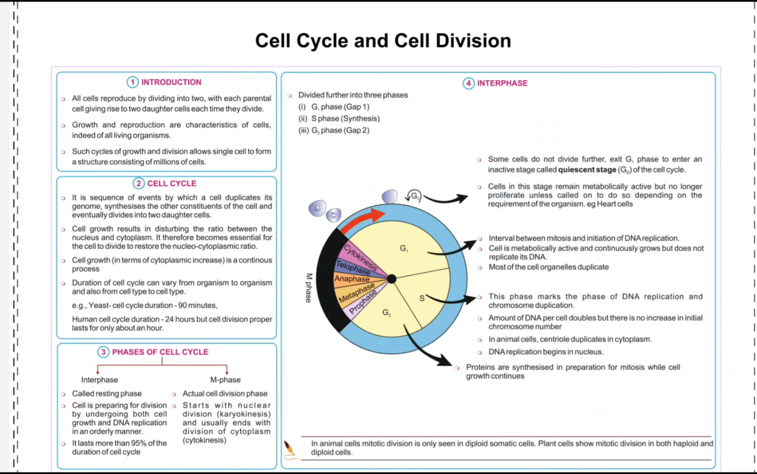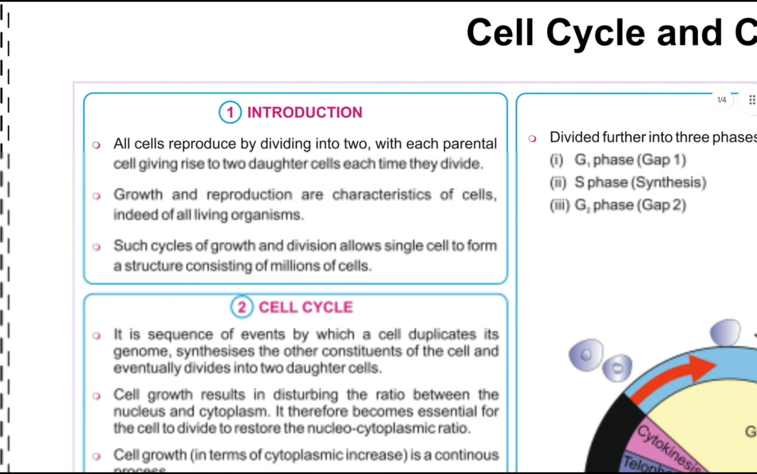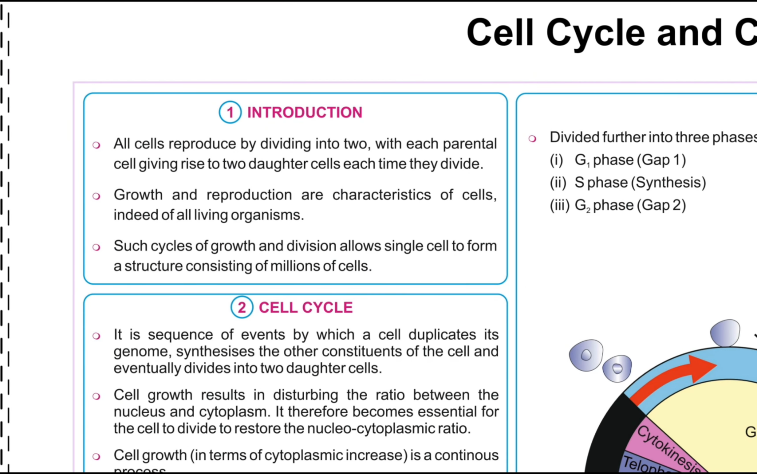Cell cycle and cell division. Introduction. All cells reproduce by dividing into two, with each parental cell giving rise to two daughter cells each time they divide. Growth and reproduction are characteristics of cells, indeed of all living organisms. Such cycles of growth and divisions allow the single cell to form a structure consisting of millions of cells.